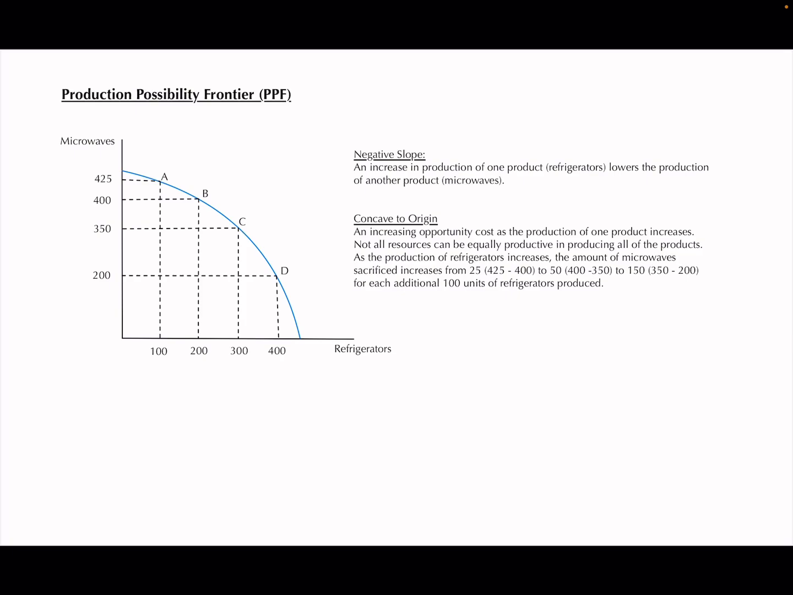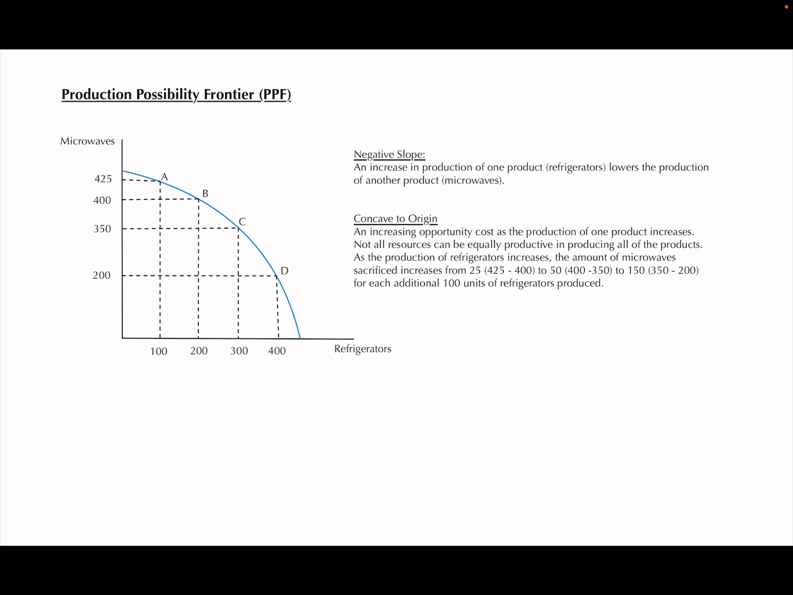Now, you might be wondering, why is the production possibility frontier concave to the origin instead of being a straight line, since the amount of resources you give up for one product should be equal to the amount of resources being used to produce the other product? However, you must consider that on the production possibility frontier, there is an increase in opportunity cost as the production of one product increases.